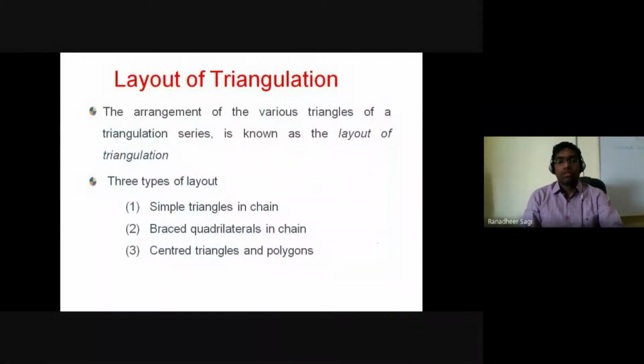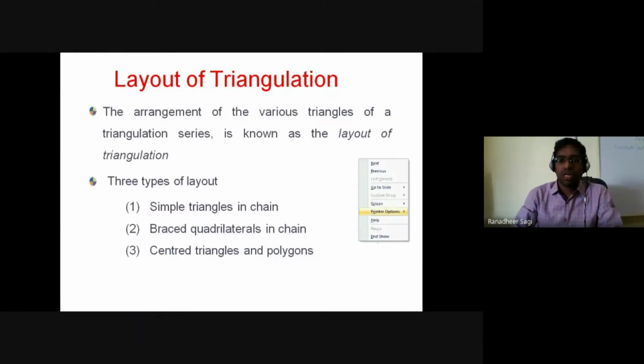Yeah. So in the last class, we started talking about what is meant by layout of triangulation, in which we said layout is nothing but the arrangement of various triangles in the triangulation network. How we are arranging the various triangles in that proper network is what we call the layout of triangulation.